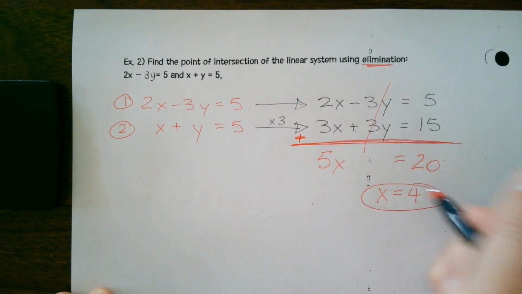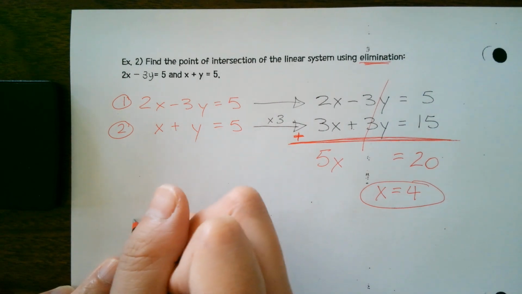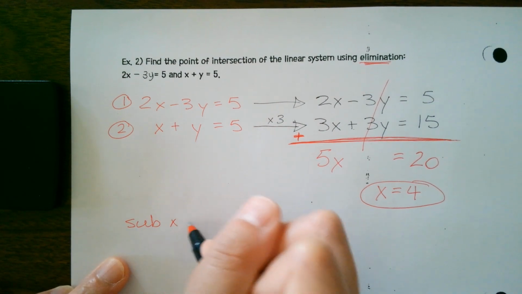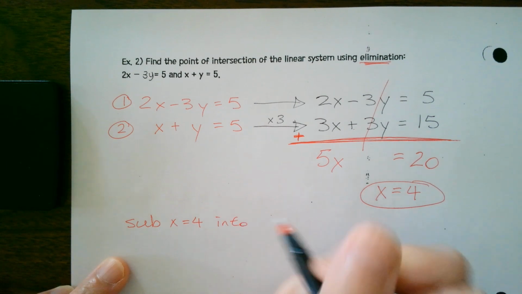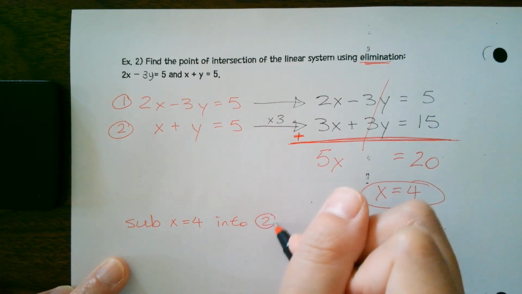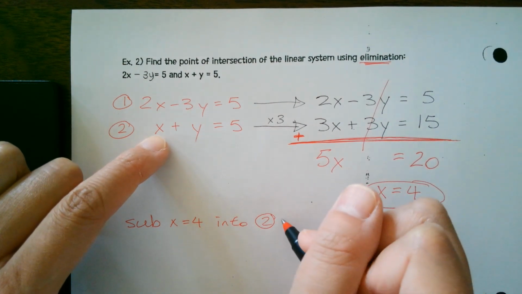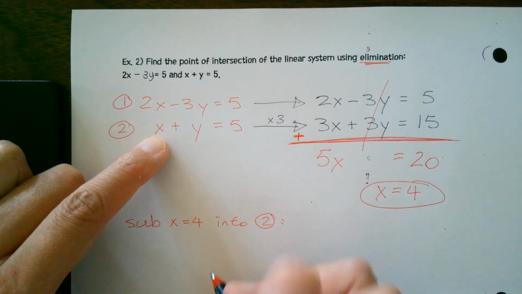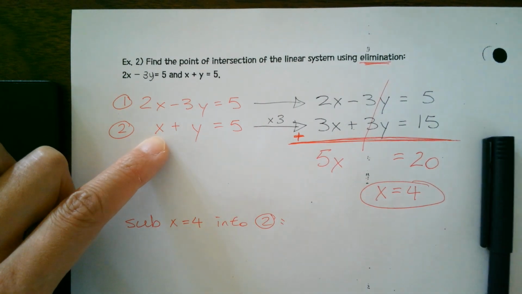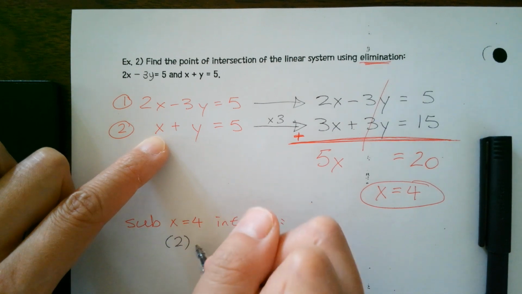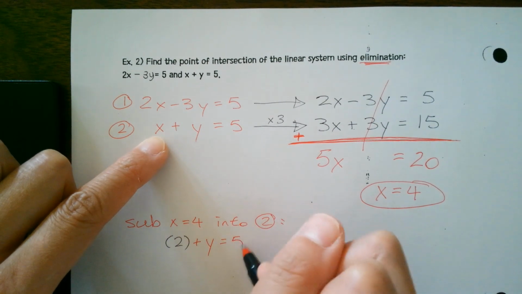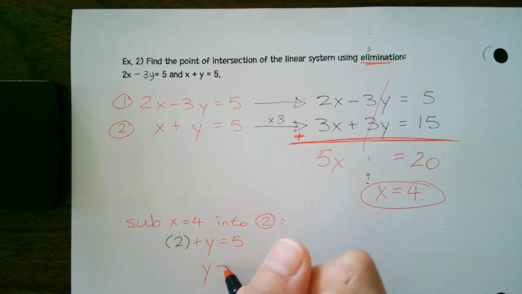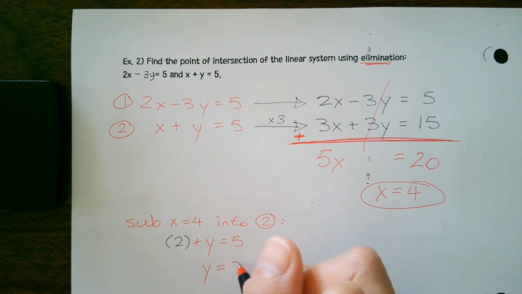Okay. Now I can use this. I can sub x equals 4 into either equation. Let's do equation 2 because it's nice and simple. So 2 plus y equals 5. So y equals 3.